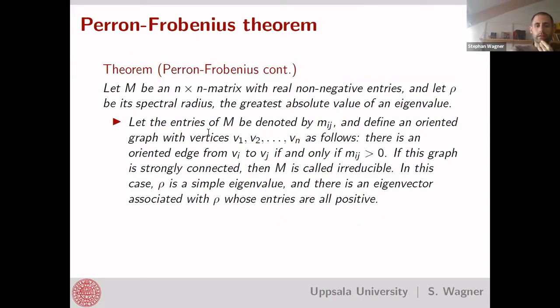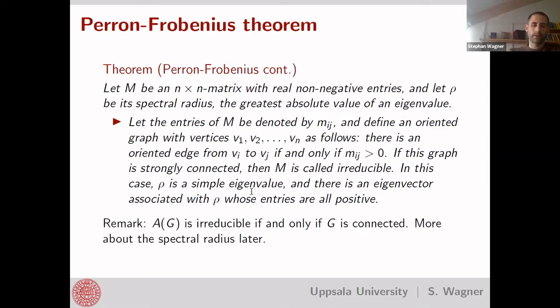And one can say something more still. One needs to define first what it means to be irreducible. Basically, you associate a graph with the matrix where you put a directed edge from a vertex to the other if and only if the corresponding entry is positive. And if the directed graph you get in this way is strongly connected, so you can go from any vertex to any other along the directed edges, then the matrix is called irreducible. In this case, rho is necessarily a simple eigenvalue, so it's an eigenvalue of multiplicity 1, and there is a positive eigenvector.